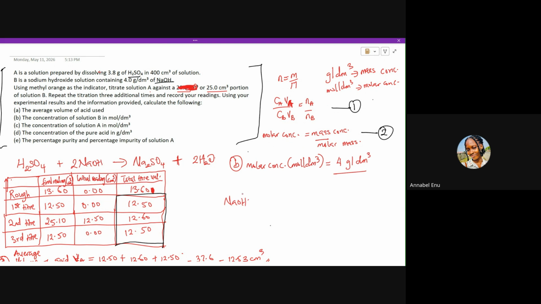I believe your exam question will also give you the molar mass of everything, molar mass of sodium, and aside from that, it should be something you already know, because these are common elements. Sodium is 23, oxygen is 16, hydrogen is 1. So we have 20, 30, 40. So our molar mass is 40. Unit for molar mass is what?